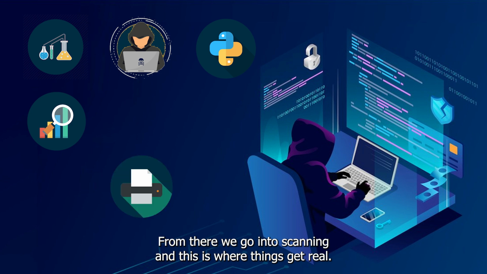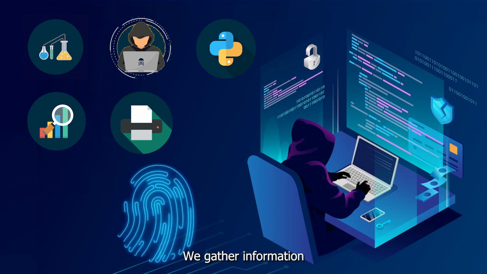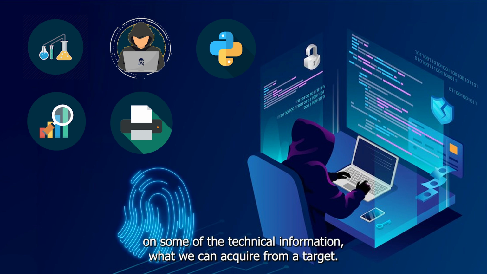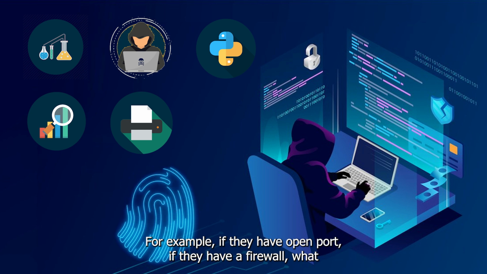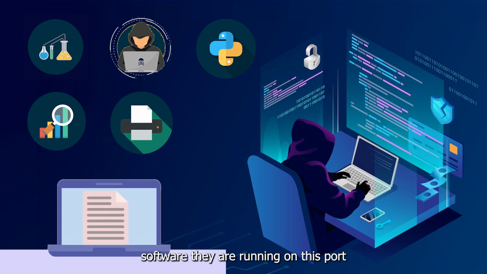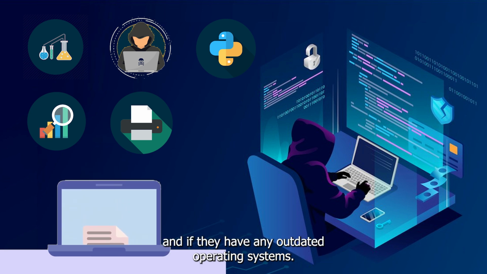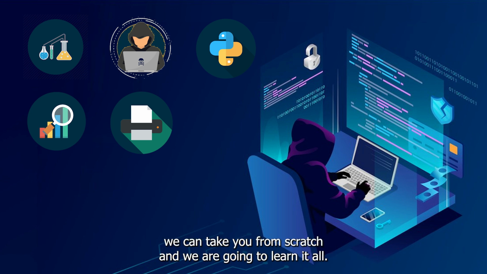From there, we go into scanning, and this is where things get real. We gather some of the technical information we can acquire from a target. For example, if they have open ports, if they have a firewall, what software they are running on those ports, and if they have any outdated operating systems. And don't worry if you don't know what any of this means. We can take you from scratch, and we are going to learn it all.